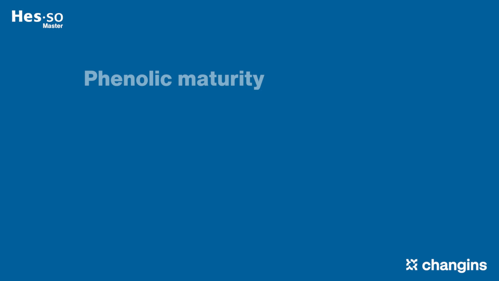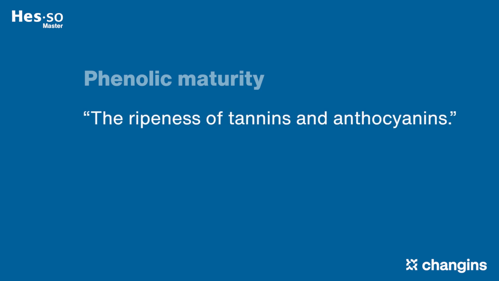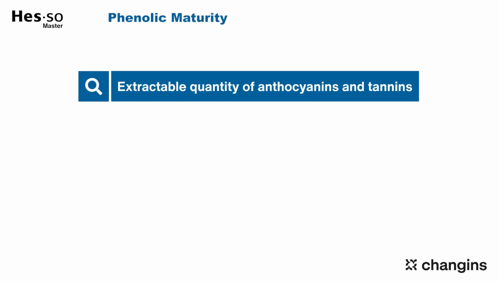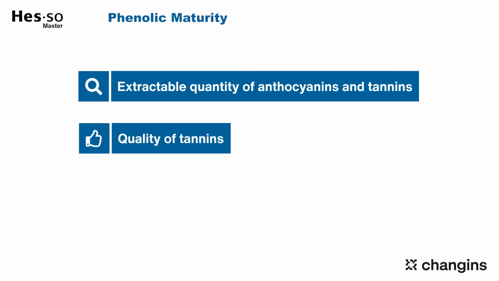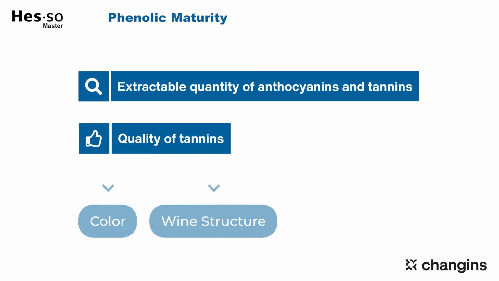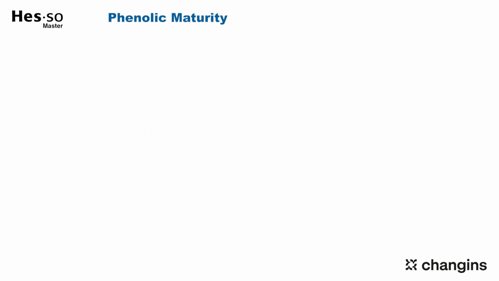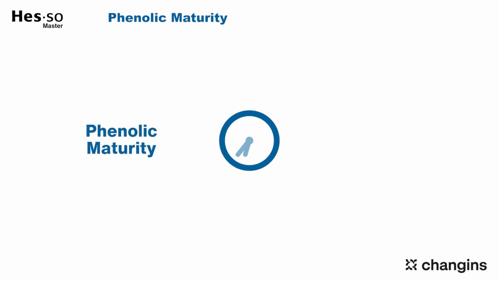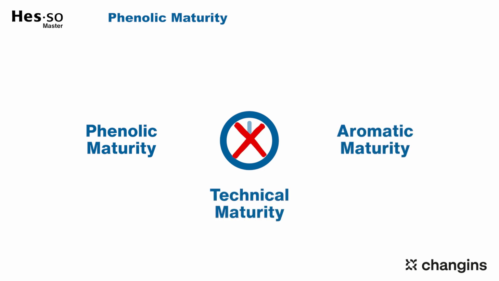Finally, let's look at the third type of maturity: phenolic maturity. It refers to the ripeness of tannins and anthocyanins. It determines both the extractable quantity of anthocyanins and tannins and the quality of tannins, which influence a wine's color, structure, and aging potential. It's also important to bear in mind that phenolic maturity doesn't always occur at the same time as technical or aromatic maturity.